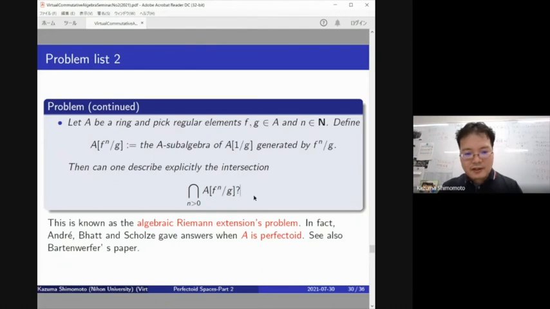So actually this was studied by André, Bhatt and Scholze, and they gave answers for the perfectoid case. And there's also the classical context studied by Bartijn and Belfar. There's a paper written by him in the 70s. But other than these cases, there's also a non-complete version, but we don't know so much about it.